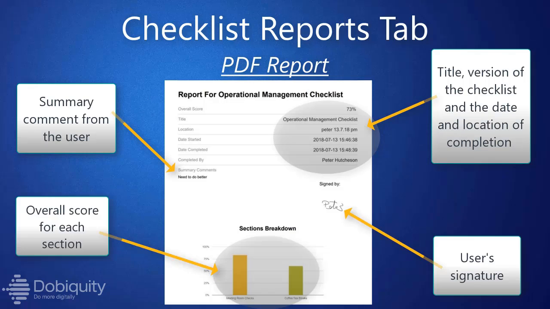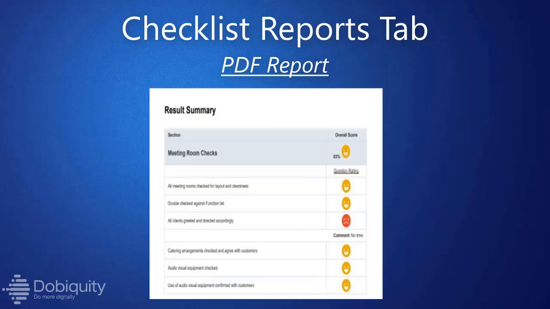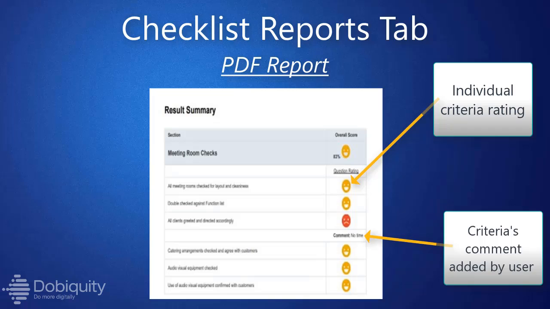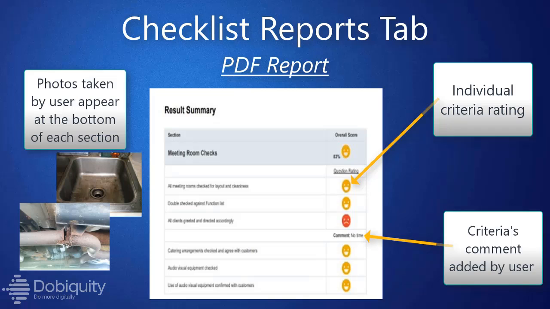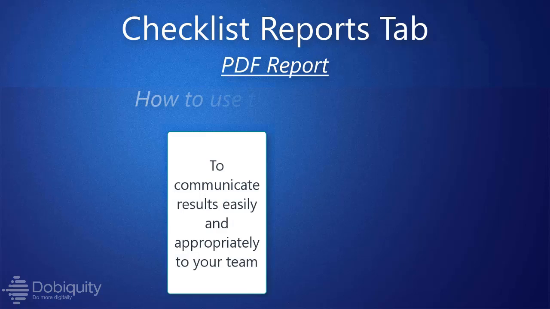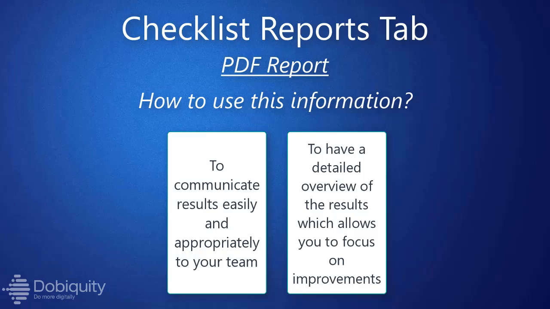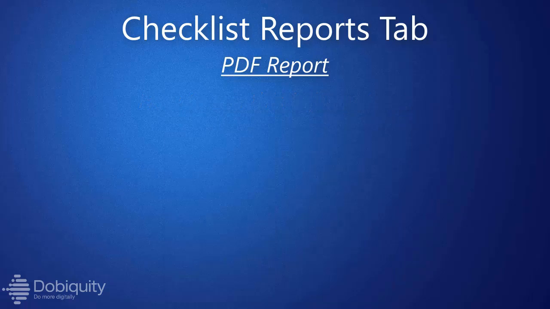It sums up the detail of the specific version of the checklist, and it also shows the signature of the person completing the checklist. And in the second part of the PDF report, you can see the individual criteria scores with associated comments, and any photos are shown at the end of each section. You can use this information to communicate results easily and appropriately to the team, and it allows you to have a detailed overview of the results, which allows you to focus on the necessary improvements.